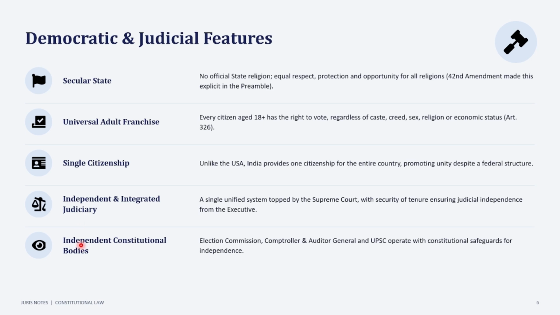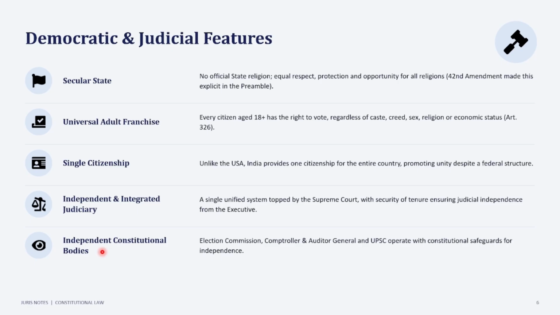And then finally, we have independent constitutional bodies. For example, the Election Commission, the Comptroller and Auditor General, and the UPSC. These institutions have constitutional status and constitutional safeguards relating to their functions and independence. So these are the features that help support democratic governance and the rule of law.